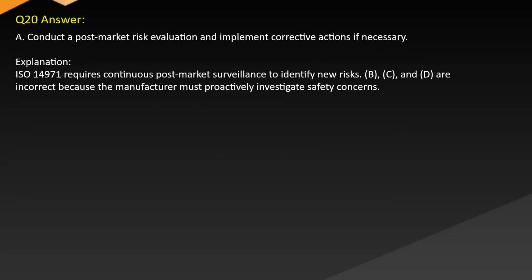Answer A. Conduct a post-market risk evaluation and implement corrective actions if necessary. Explanation: ISO 14971 requires continuous post-market surveillance to identify new risks. B, C, and D are incorrect because the manufacturer must proactively investigate safety concerns.